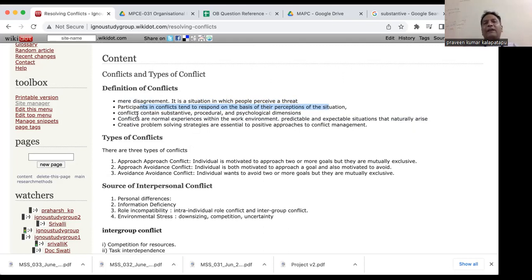And it does have various dimensions. It could be substantive, real, based on some real incidents or some procedure. It could be psychological. It can be of various things, right? And it is a normal experience within the work environment. Let's say two conflicting groups are trying to grab a project. They want the project for themselves, so conflict is inevitable. It's very much normal and expected in certain cases, and it is predictable, right?